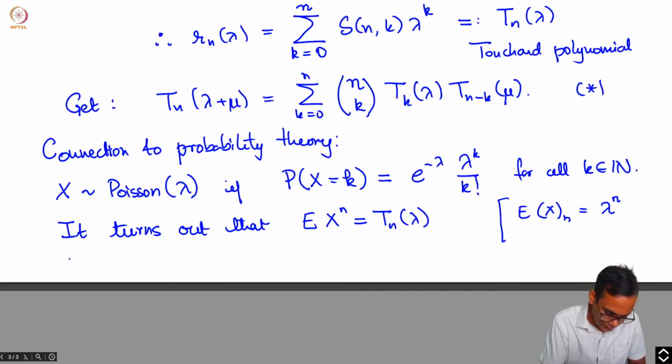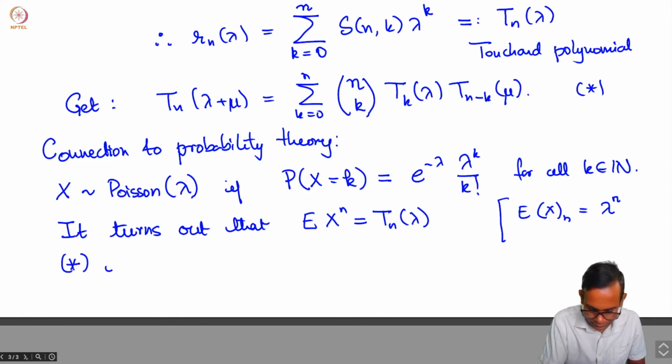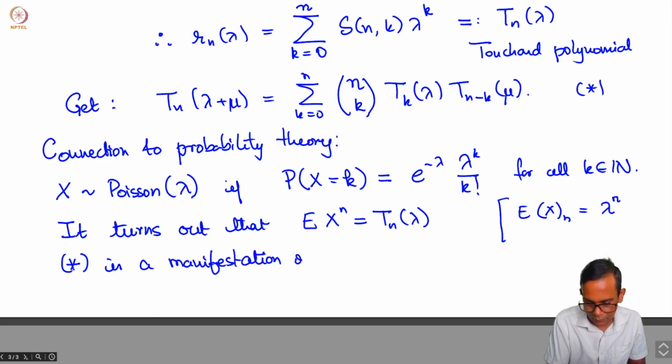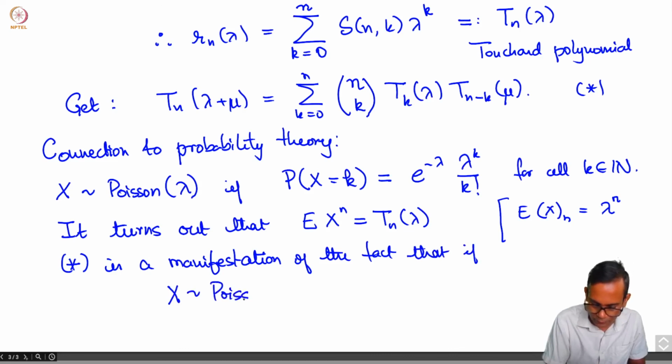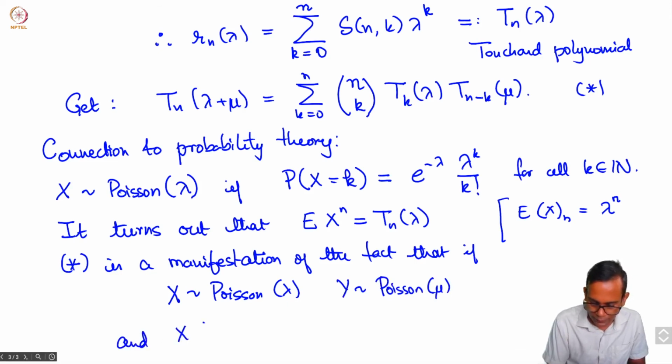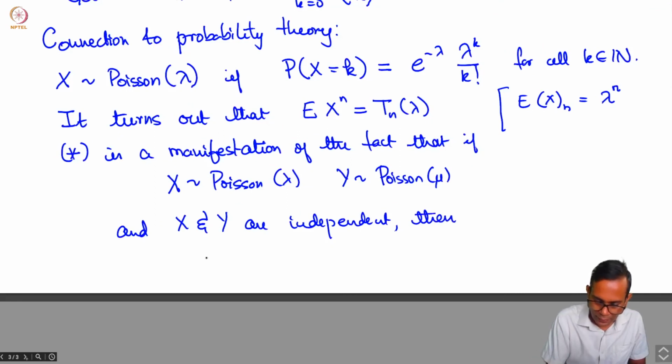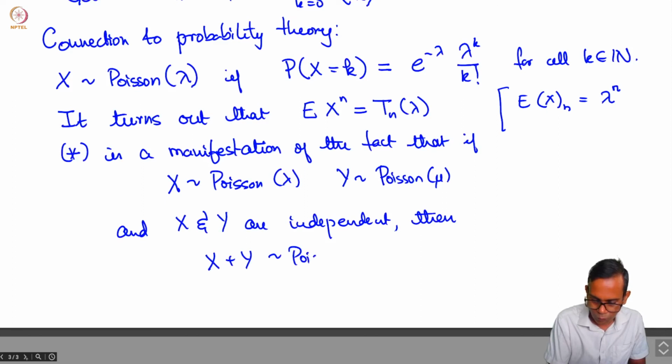So the identity star is a manifestation of the fact that if you have one random variable X that is Poisson lambda, another random variable Y that is Poisson mu, and X and Y are independent, then X plus Y is Poisson lambda plus mu.